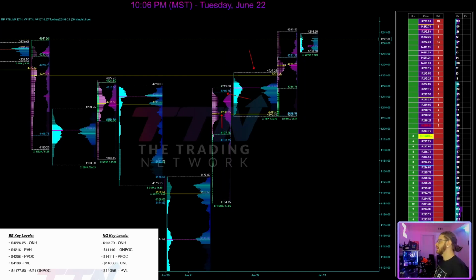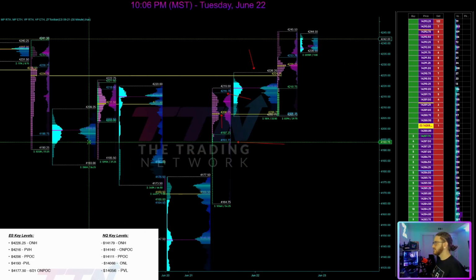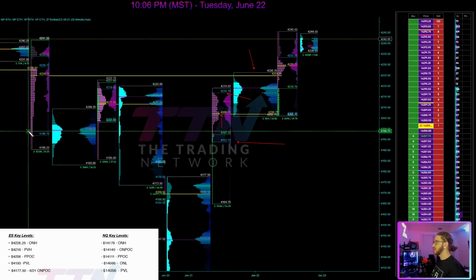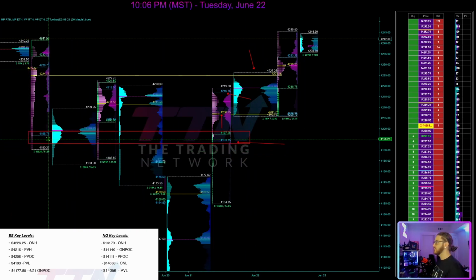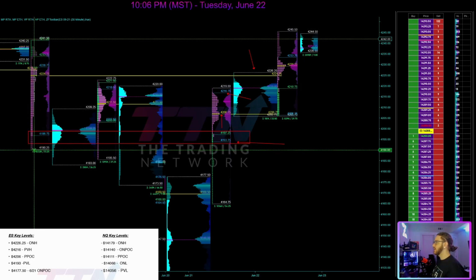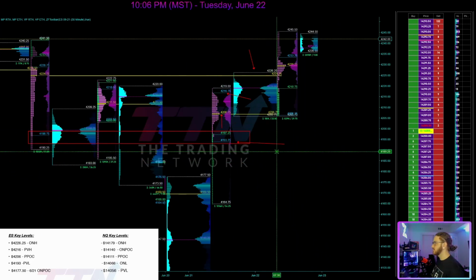Fourth key level that I was looking at was the prior value area low. You guys can see that down here at 41.9375. And we had some good confluence in that area as well, with the previous value area low from the June 16th session, as well as the range low from that session at 41.9025.